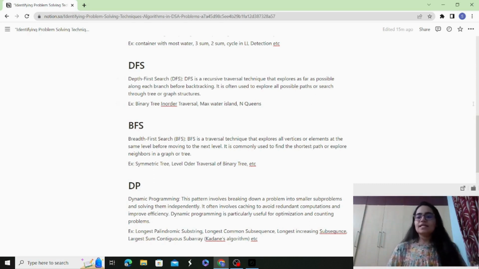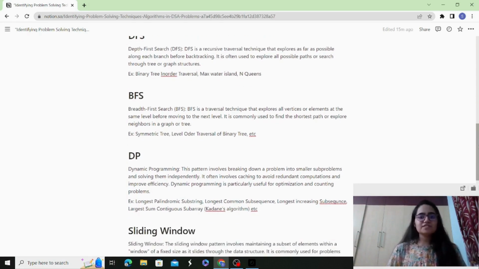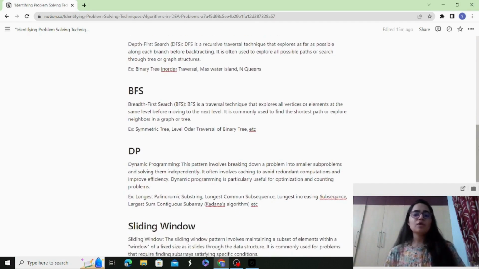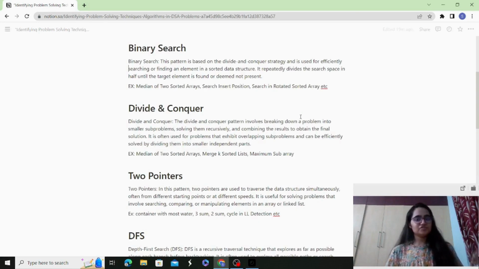Then coming to the BFS technique, which is breadth first search. It explores all vertices or elements at the same level, so it is level wise. That's the difference I've already explained in the previous video. Depth first search is when you're going depth wise, and breadth first search is when you're moving level wise, before moving to the next level. It is commonly used to find the shortest path or explore neighbors in a graph or a tree. Examples include symmetric tree, level order traversal of a binary search tree, and so on.